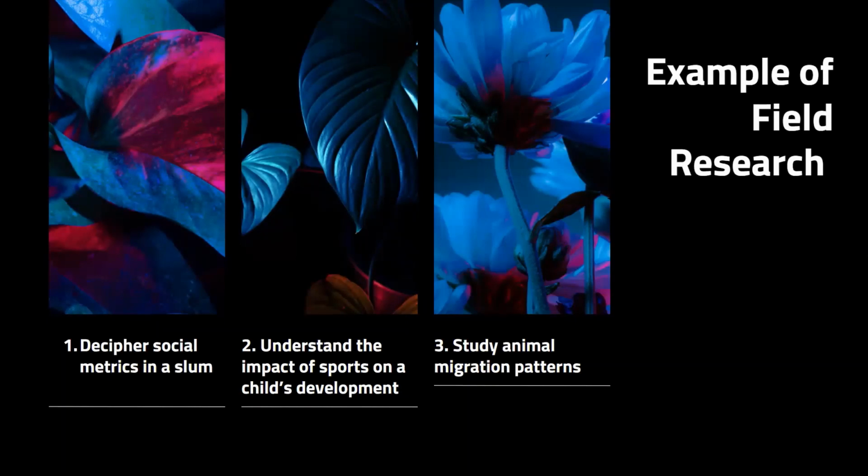There are 3 examples of field research. The first one is deciphering social metrics in the slum. This is purely done using observational methods and in-depth interviews. The researcher can be a part of the community to understand the social metrics and social hierarchy of a slum. This study can also reveal the financial independence and day-to-day operational nuances of a slum. The analysis of this data can provide insight into how different a slum is from structured society.